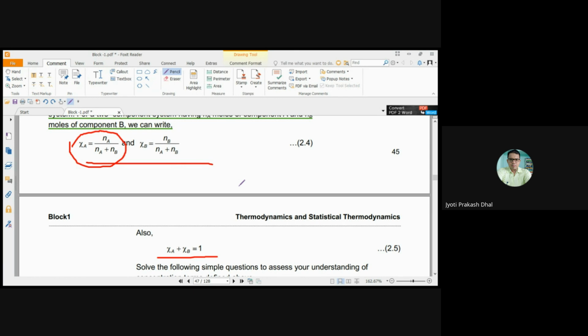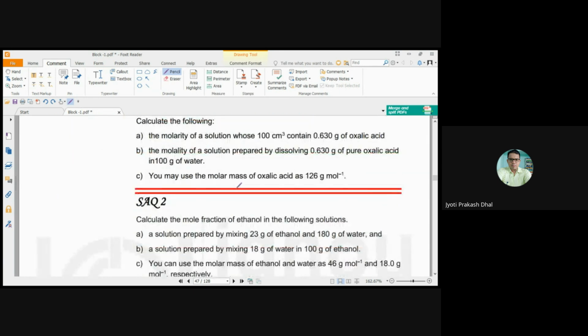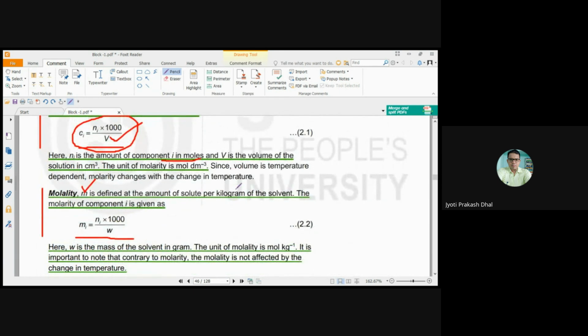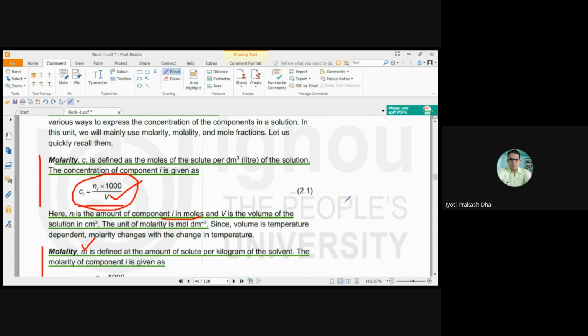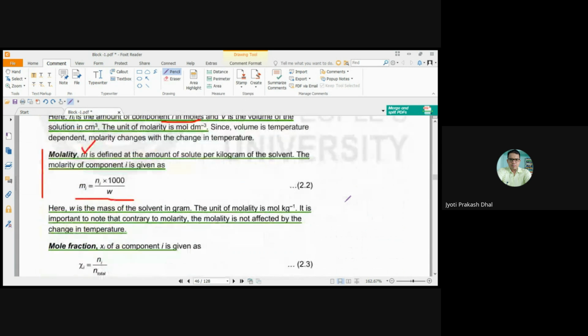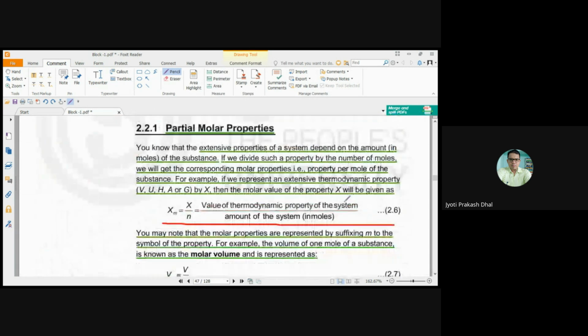So here, just as if we add total percent, that will become 100, similarly for total fraction, the value will be 1. So these are the different concentration terms used to quantify the components in any solution, that is molarity, molality, and mole fraction. Now coming to the next one, that is called partial molar properties.